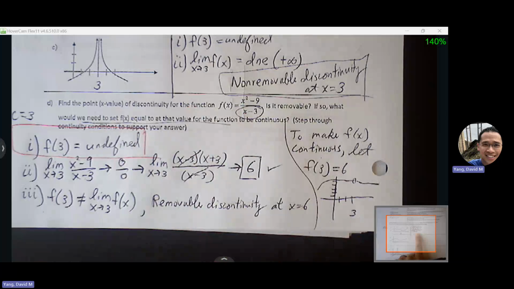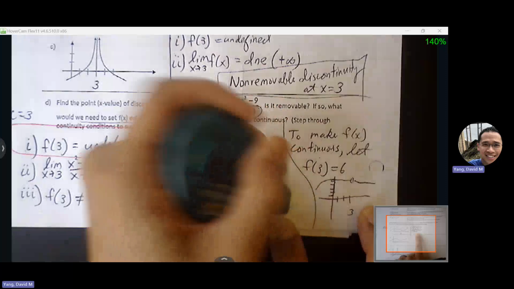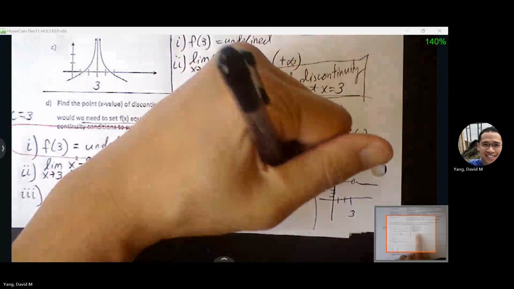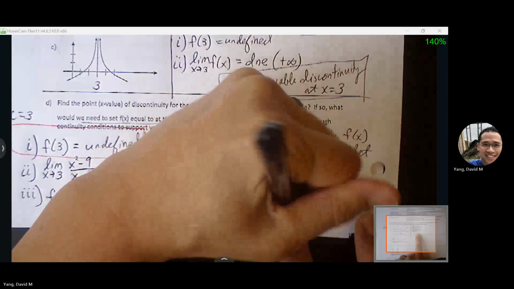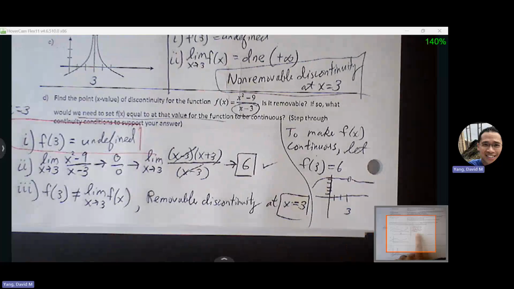Why is there a removable discontinuity at x equals 6 and not x equals 3? My bad. It is x equals 3. I was looking at the y value. Thanks. My bad, x equals 3. The 6 is the y value.